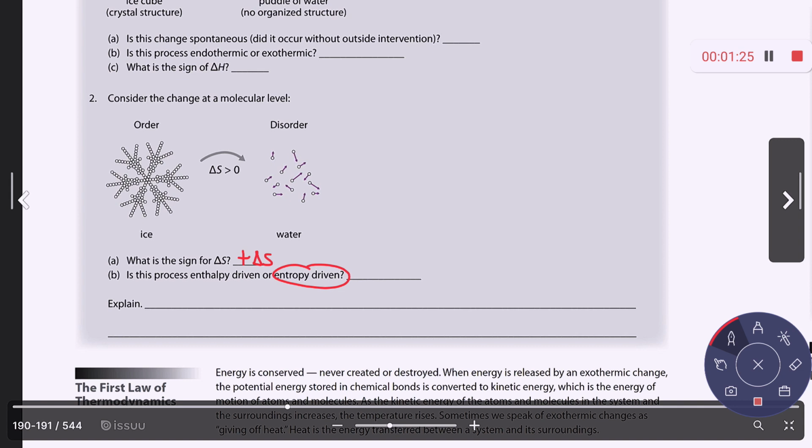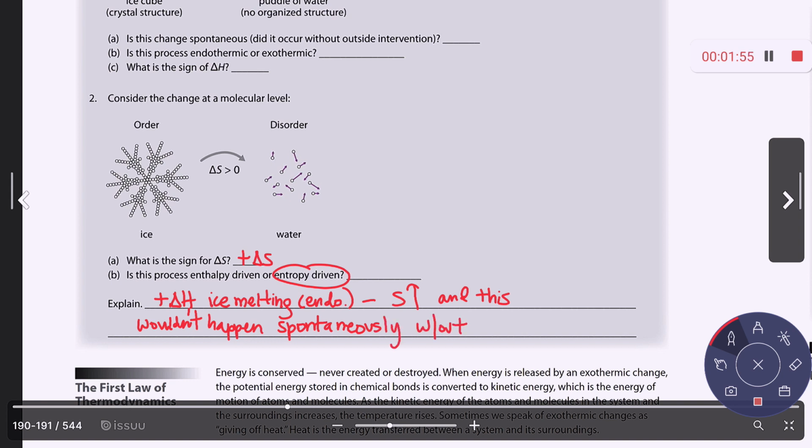And the reason is because when you have a positive delta H from ice melting, because it's endothermic, as we said above, entropy is increasing, and this wouldn't happen spontaneously without the help of entropy. So therefore, this is entropy driven.